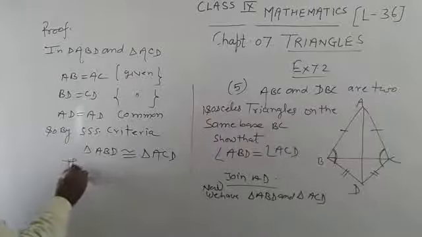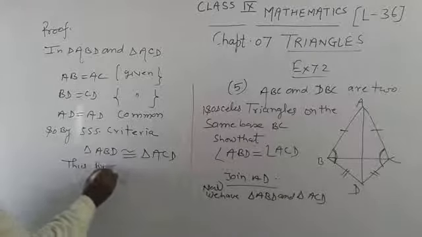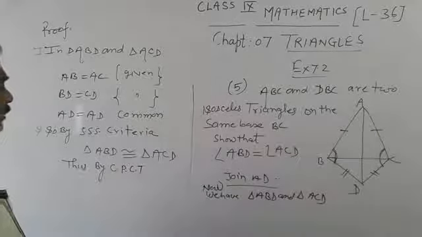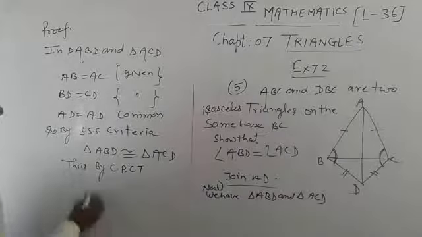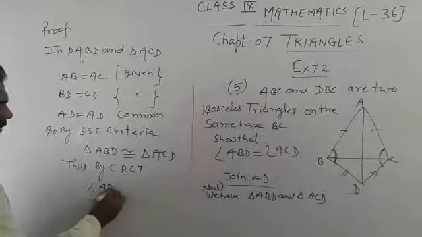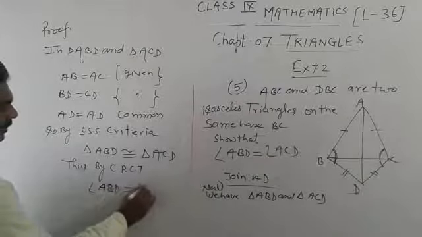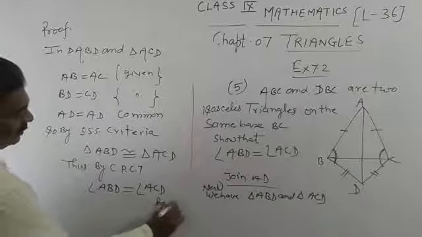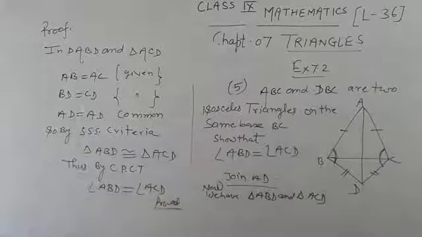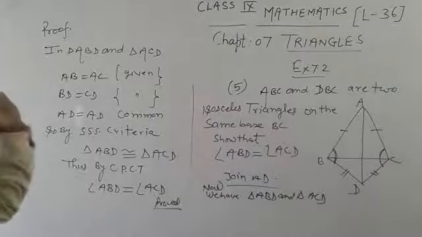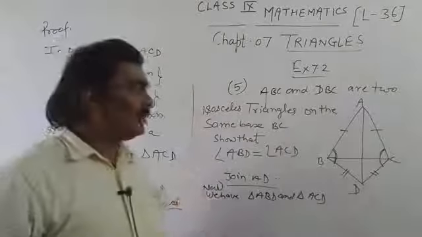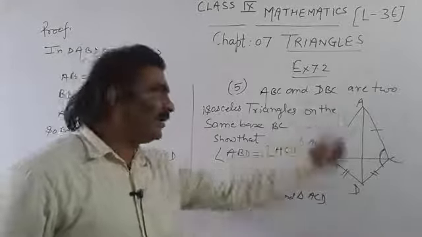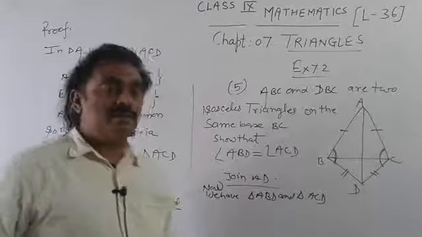Thus, by CPCT, because we have already proved both the triangles are congruent, angle ABD is equal to angle ACD. This is proved. So okay students, in a simple way, you have to be alert, because in this question there is a correction. Correction means construction. We have to join AD, then we will solve.